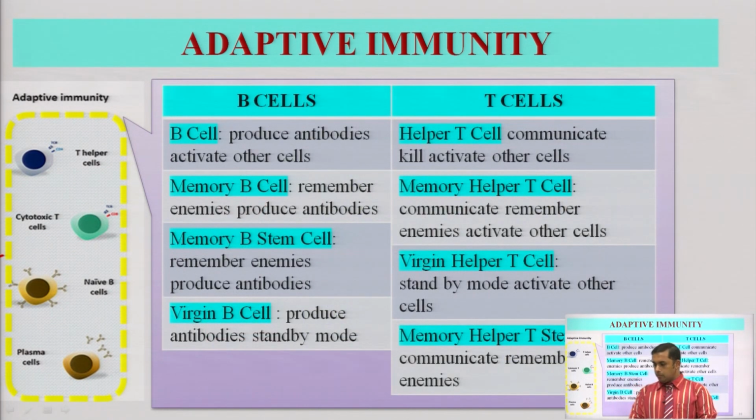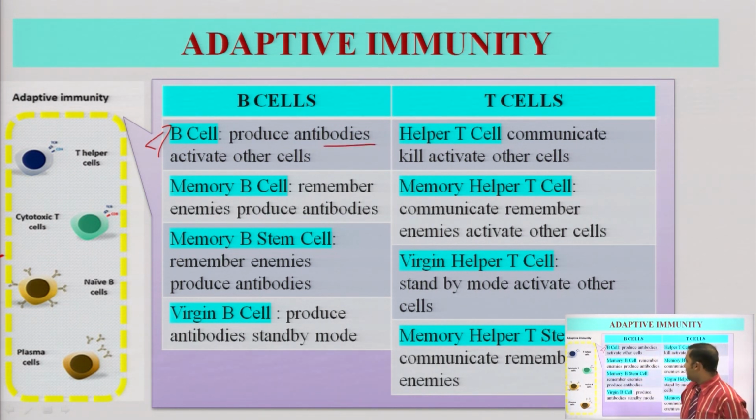Now, let me tell you more. B cells, I told you, produce the antibody to activate other cells, and we have memory B cells. Yes, you should always remember the word memory, because for this immune system, you will be getting long immunity.